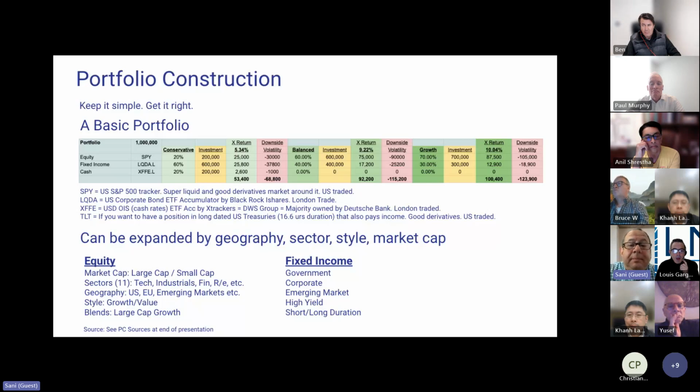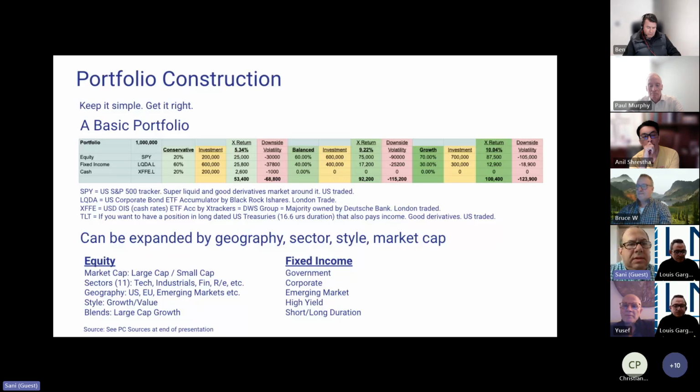So if you want a part of your portfolio to be in US Treasuries and of a longer-term nature, so that you can lock in those higher yields now for when rates go down, that would be an instrument you could consider, and you could put that in the fixed income line. Now, I've also given you some idea of how you can elaborate further in these different areas if you so choose to.